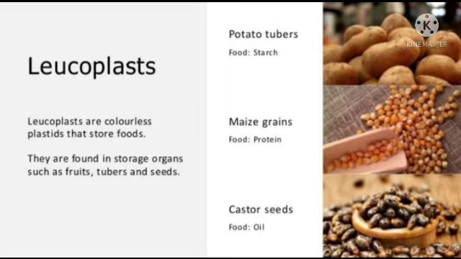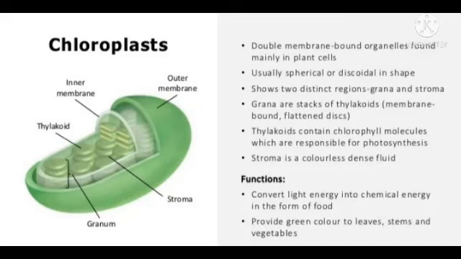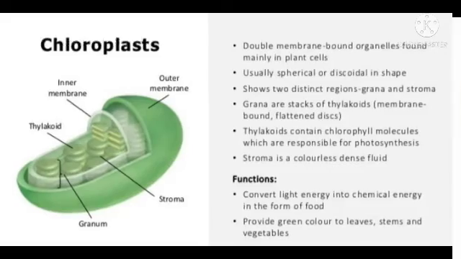Chloroplasts: double membrane bound organelles found mainly in plant cells, usually spherical or discoidal in shape. Shows two distinct regions, grana and stroma. Functions: it converts light energy into chemical energy in the form of food. It provides green color to leaves, stems, and vegetables.